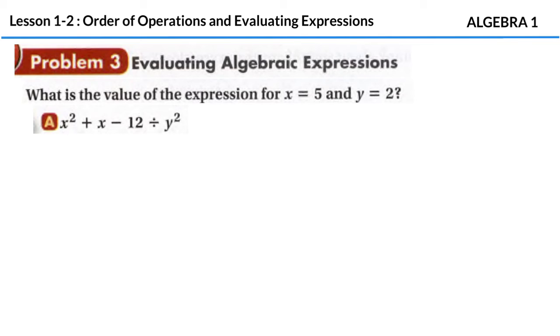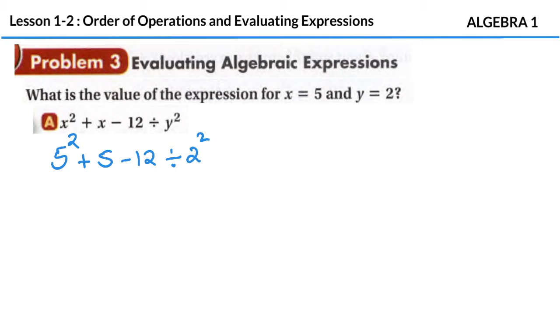So the first step is, let's write down how the expression looks after replacing the values. x squared is going to be 5 squared because x is equal to 5, plus x is going to be 5, minus 12 divided by y squared. The value of y is 2, so 2 squared. Now from here, how do we proceed? Remember the order of operations. What do we do first? We will deal with the powers.